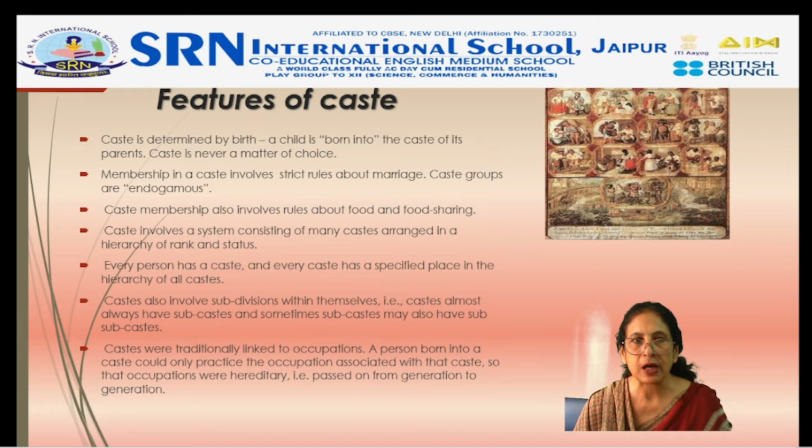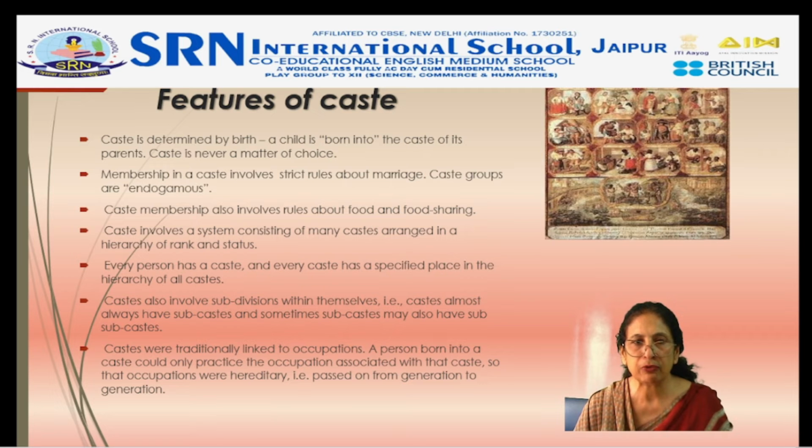Now, the features of caste. Caste is determined by birth. A child is born into the caste of its parents. Caste is never a matter of choice. Membership in a caste involves strict rules about marriage. Caste groups are endogamous. Caste membership also involves rules about food and food sharing. Caste involves a system consisting of many castes arranged in a hierarchy of rank and status. Every person has a caste, and every caste has a specified place in the hierarchy of all castes.